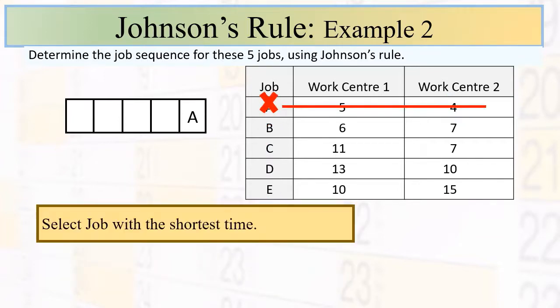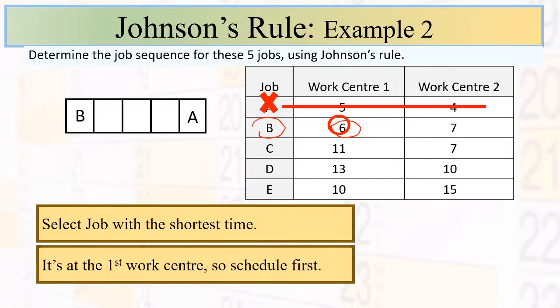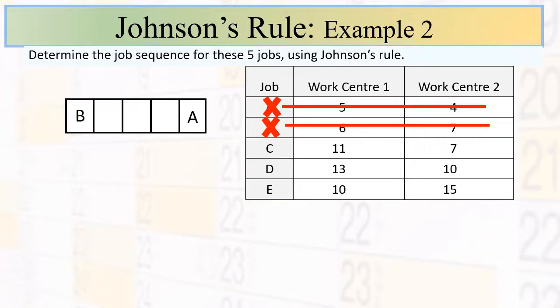Then we go on to find the next lowest number, which happens to be in the remaining numbers in the table. 6 happens to be the smallest, and that 6 happens to be in the first work center, and it happens to be job B. So we're going to schedule job B first, because it happens to be in the first work center. We cross out these two, and we remain with 6 numbers.